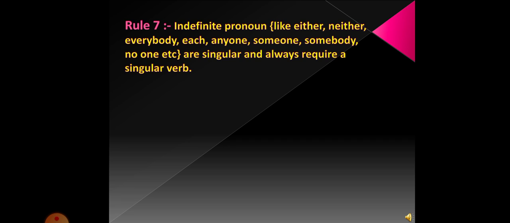Next rule is indefinite pronouns like either, neither, everybody, each, anyone, someone, somebody, no one, etc., are singular and always require a singular verb. Means indefinite pronouns are singular subjects and they require a singular verb. See some examples. Someone has broken Mahesh's watch. Someone, indefinite pronouns are singular subjects. So someone is singular and I have used a singular verb with a singular subject.